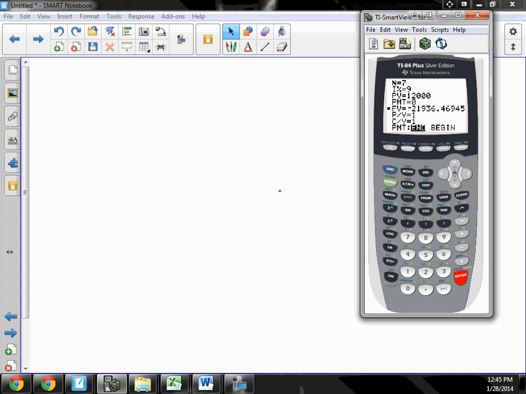Okay, number 2. How much more money will he make in the 7-year period if the interest is compounded daily? What do I need to change? I'm going to go down to compounds. I'm going to change it to 365, and I'm going to resolve for FV. But that's not the answer.